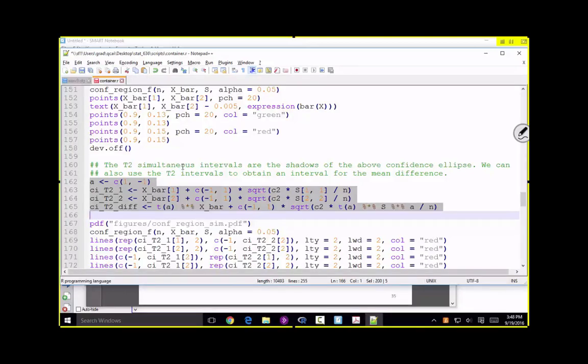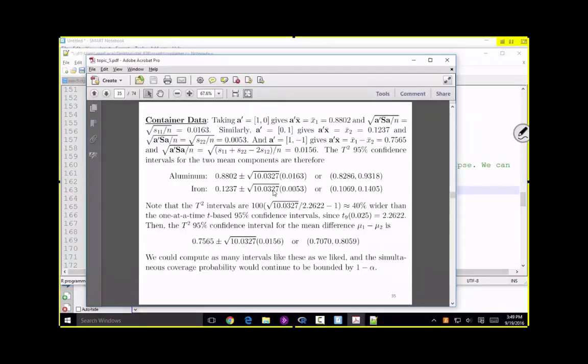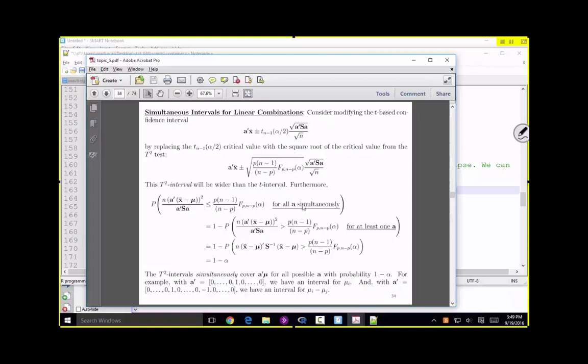What if we wanted to look at the difference, mu1 minus mu2? We can pick as many linear combinations as we want, and as long as we use this cutoff, we have simultaneous coverage for all a simultaneously. It's kind of magical. You can take as many linear combinations of your mean as you want and have separate intervals for every one of them. If you spread them out or scale them according to the t-squared style, then you have coverage simultaneously for all of them.